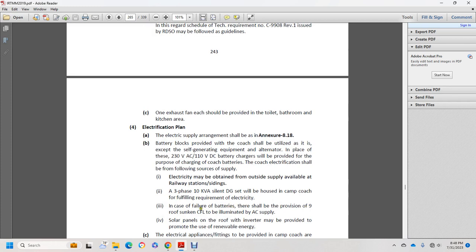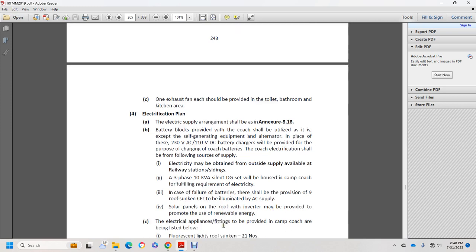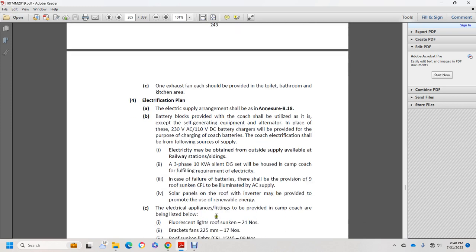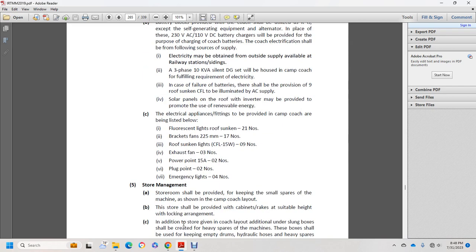There should be provision for roof sucking and CFL illuminated AC supply, with solar panels on the roof and an inverter, to promote the use of renewable energy. Electrical fittings to be provided with the camp coach include fluorescent lights, room section 20.